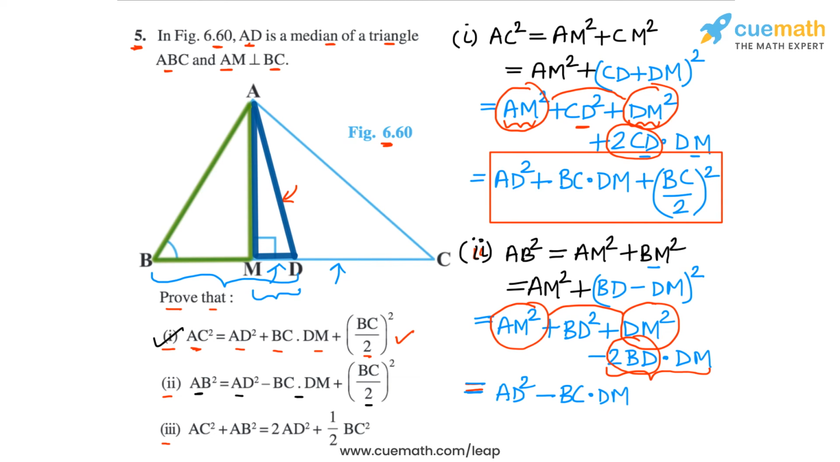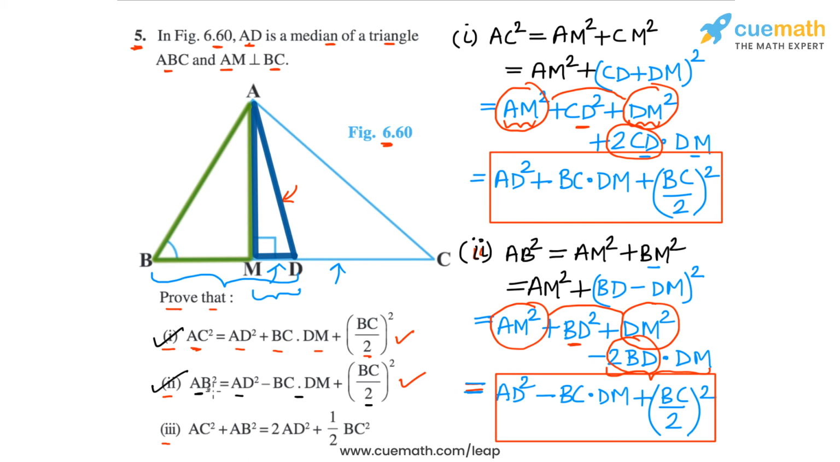And then we have a third term left, which is BD square. And again, instead of BD, let's write it as BC by 2. So we write this as BC by 2 whole square. So the RHS that we have obtained now is what we had to prove in part 2. Okay, so with this we have completed part 2.